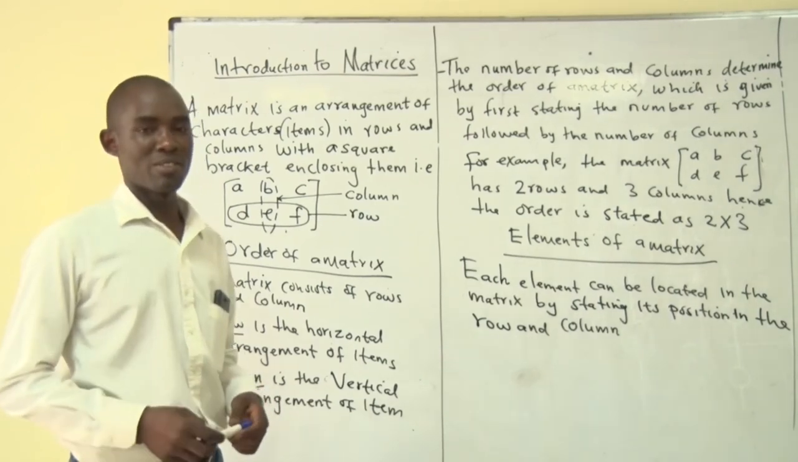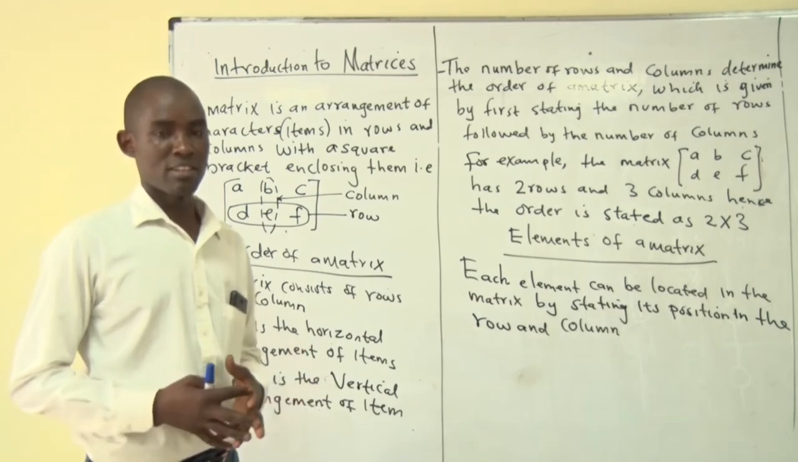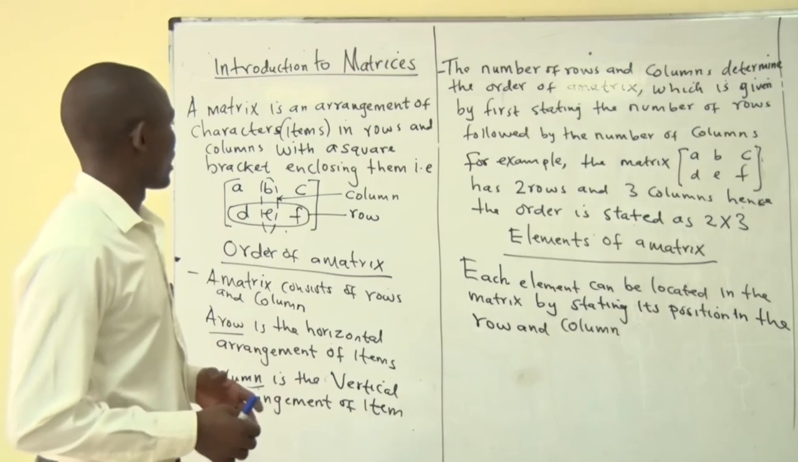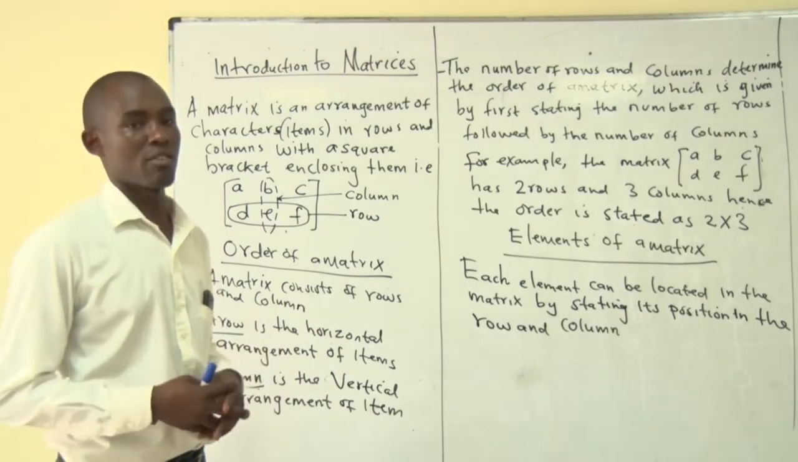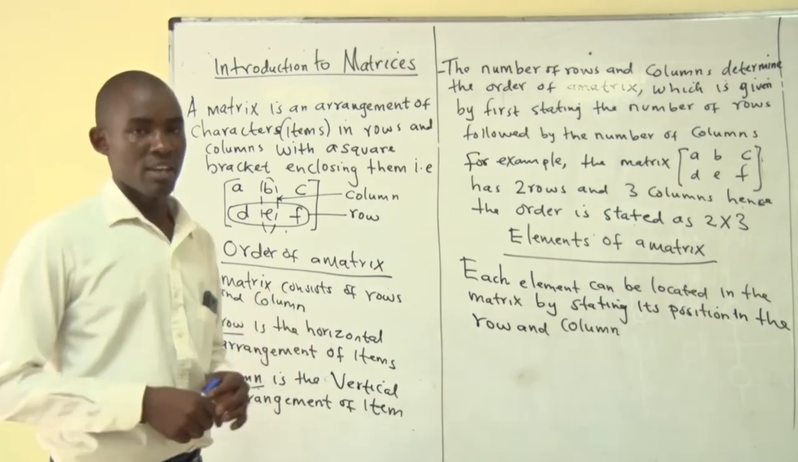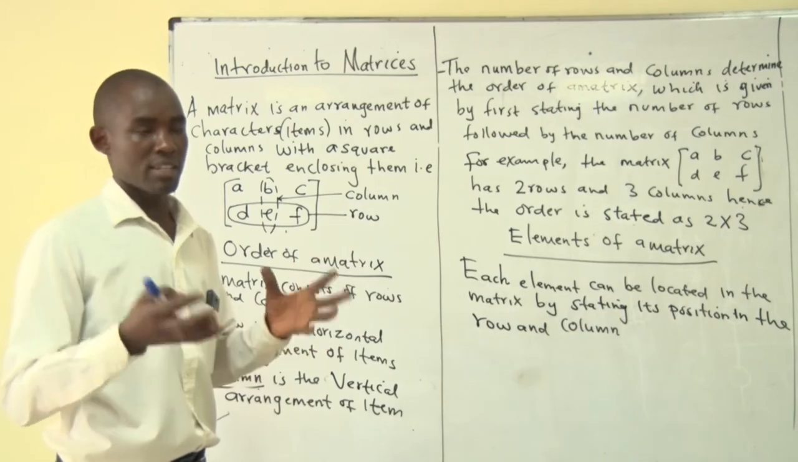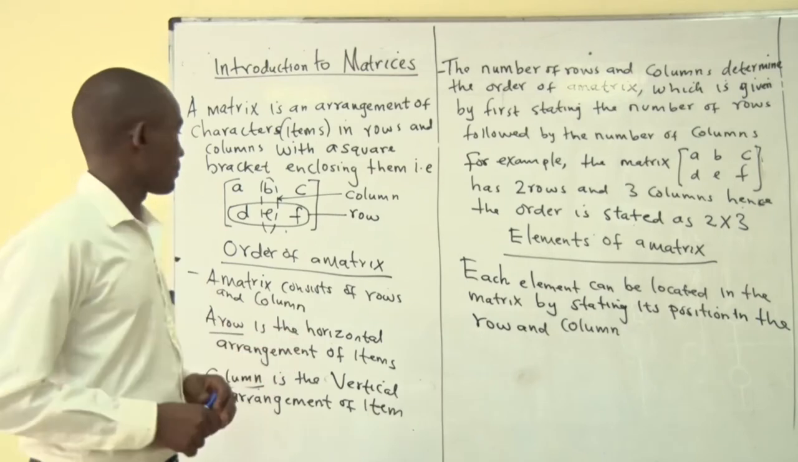We're discussing an introduction to matrices, and we will define a matrix as the arrangement of characters in rows and columns with a square bracket enclosing such characters. So if you arrange characters in the form of rows and columns and enclose them with a square bracket, we call such a combination a matrix.